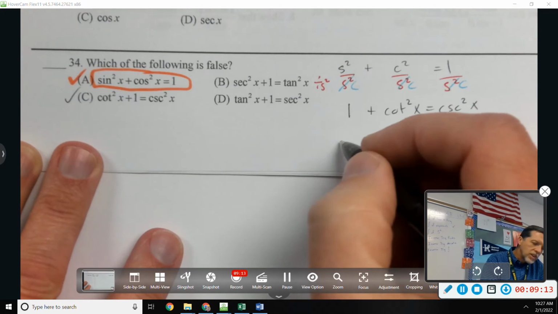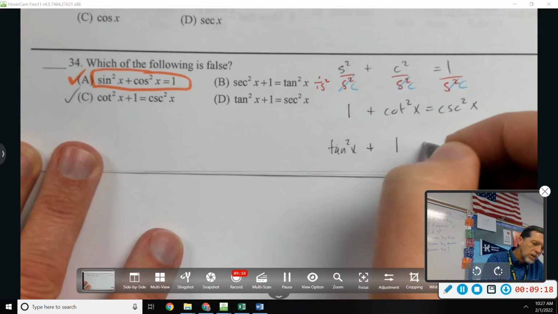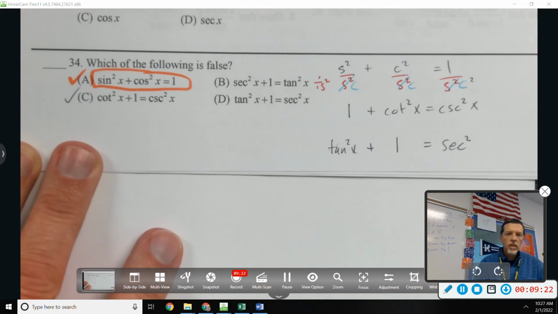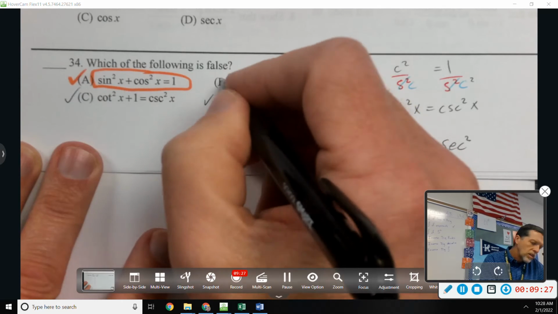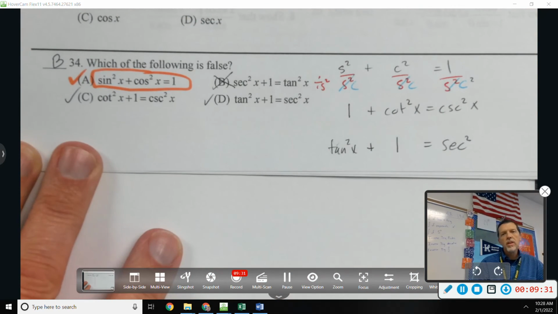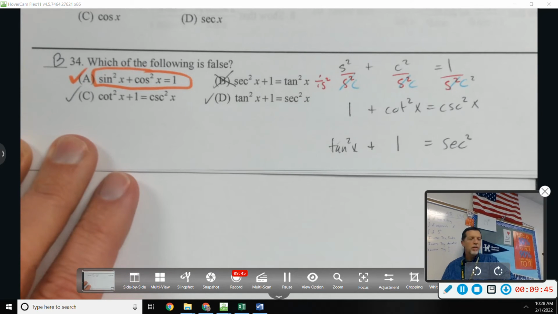Sine over cosine is tangent. Cosine over cosine is 1. And 1 over cosine is secant. So tangent squared plus 1 equals secant squared. So B is the false one. But again, the big deal is memorize the first one and know how to get to the other two, rather than memorize all those things and where's the plus 1, and don't worry about it. Memorize one of them and figure out the others.